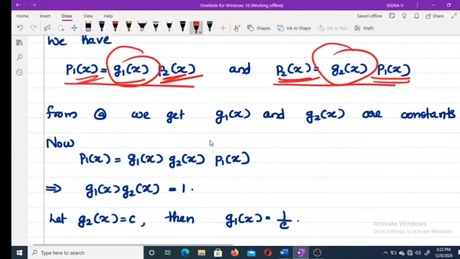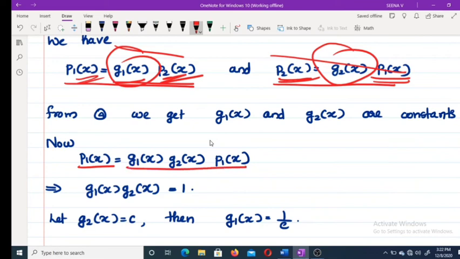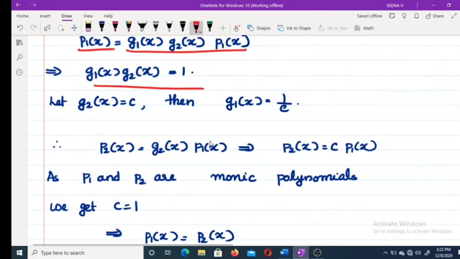Now p1(x) is equal to g1(x) times p2(x). For p2(x) you apply this one. Therefore p1(x) you can write like this. Okay, so from this what we get is g1(x) times g2(x) equals 1. If g2(x) equals C, then g1(x) equals 1 by C. Therefore p2(x) you can write as C times p1(x).